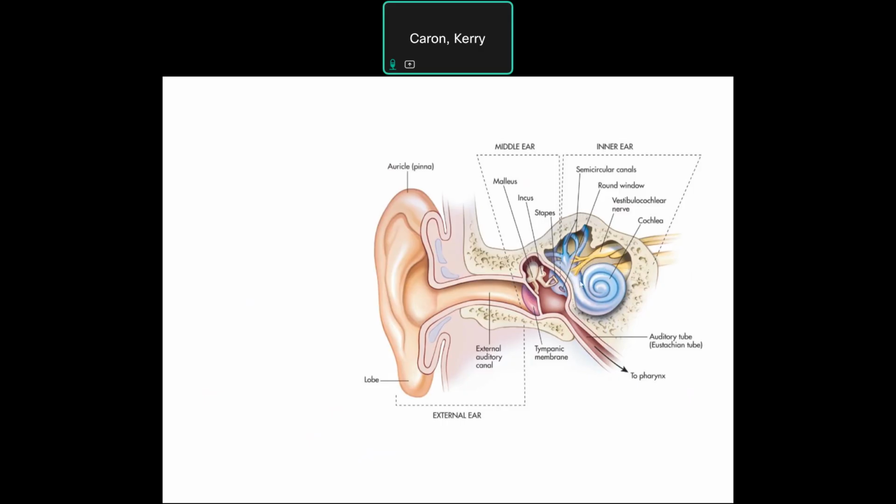And there's fluid in here, and the vibrations will get interpreted to the brain through the auditory nerve. We also have a pathway to the pharynx.